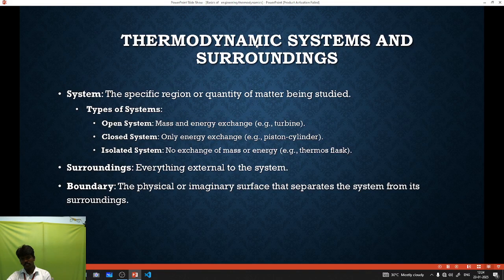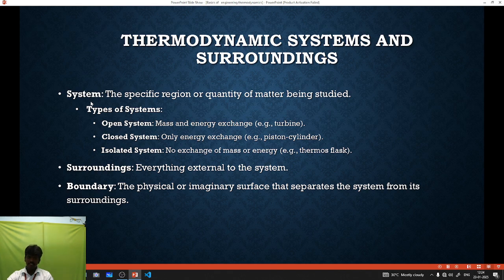Now, what is a system? A system is a specific region or quantity of matter being studied. For example, a glass of water is a system. The glass is the boundary. Everything except the system and boundary is called the surroundings, that means everything external to the system. Boundary is the physical or imaginary surface that separates the system from its surroundings.